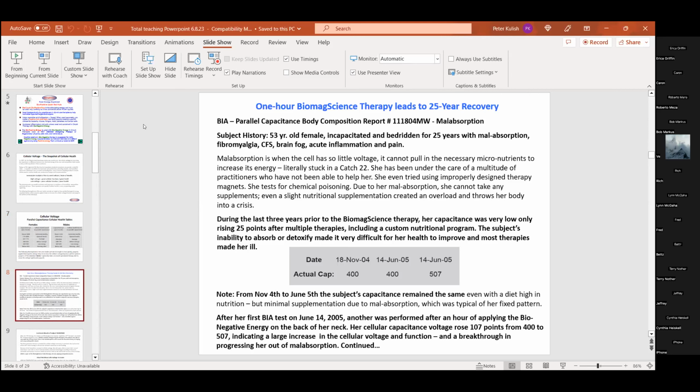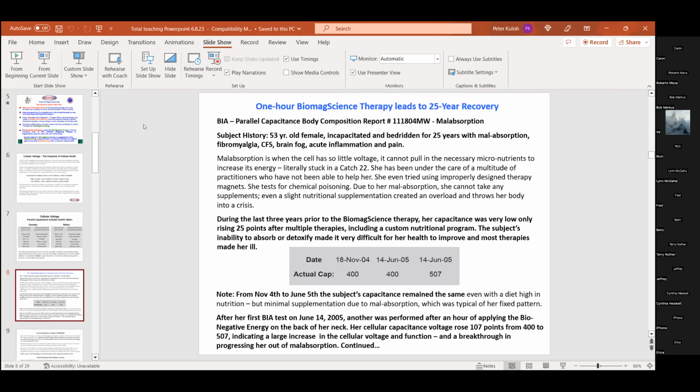This gal was 53 years old. She had been in bed for 25 years with malabsorption, and often malabsorption's associated conditions include fibromyalgia. Of course, she had chronic fatigue. She had a lot of brain fog. She had a lot of inflammation and was constantly in pain. Before I found out about this lady, I didn't have any idea what malabsorption really was.